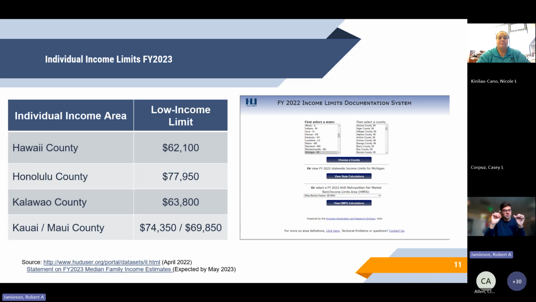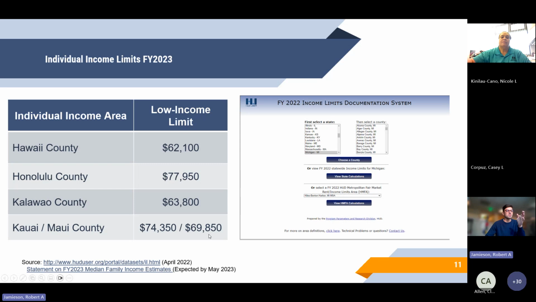One thing to note here is that if you go to this website to look at the median family income estimates, it will have a chart that says 1-person household, 2-person household, 3-person household, all the way up to, I think, 7, maybe. For Section 3 purposes, we're always going to consider this single-person household.